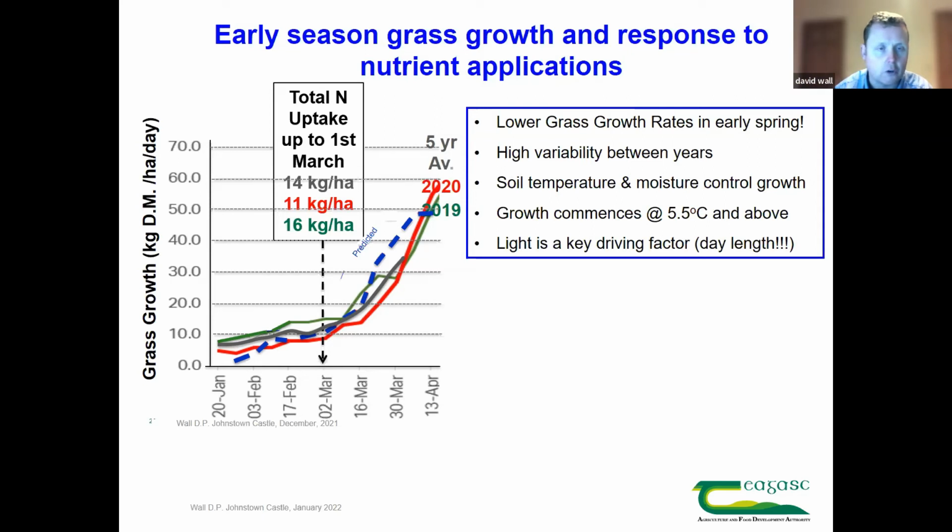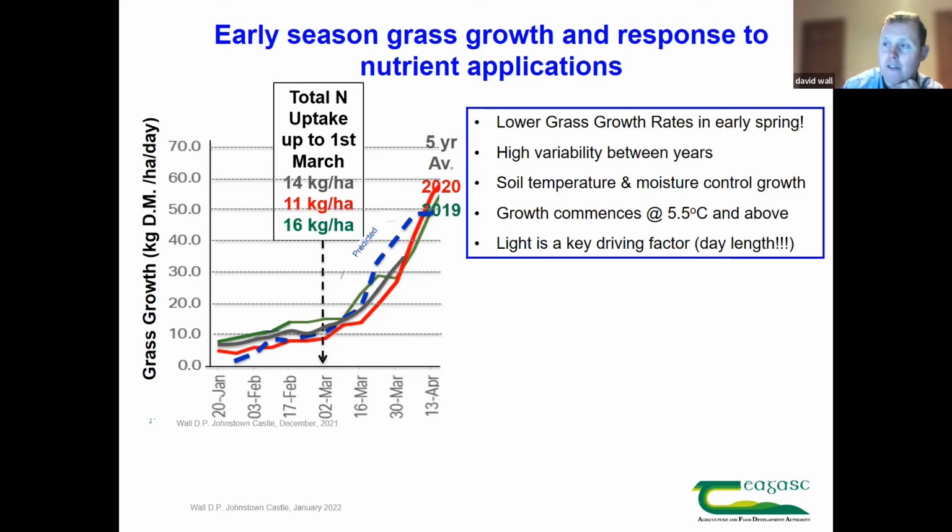And you can say that some fields are going to grow more than others. Certainly the low growing fields, those wetter fields or those north facing fields that don't warm up very quick are going to grow less and probably have less nitrogen demand. And obviously your best fields that are free draining with the best swards in them will need slightly more nitrogen.